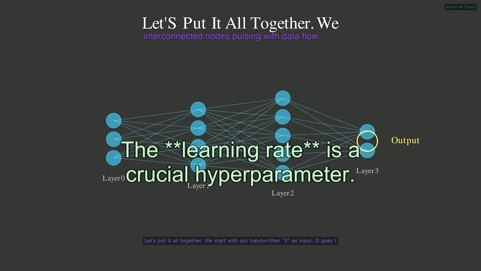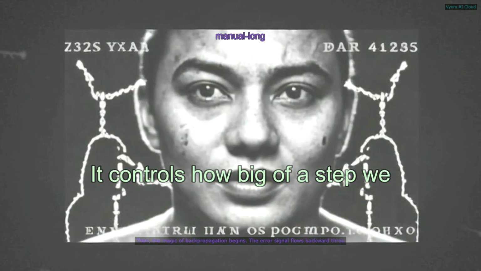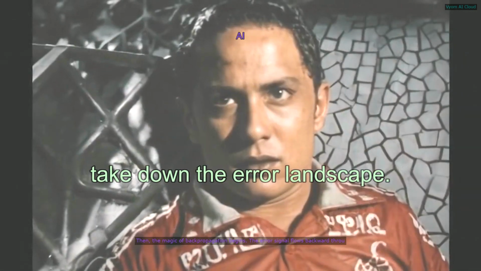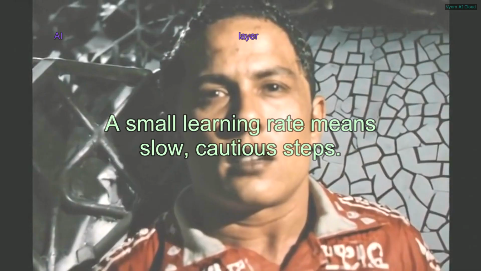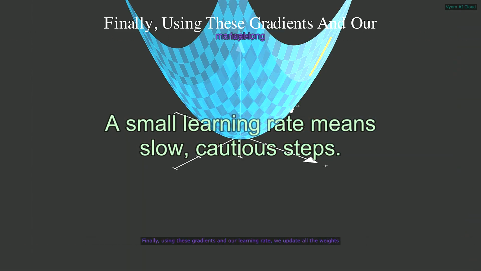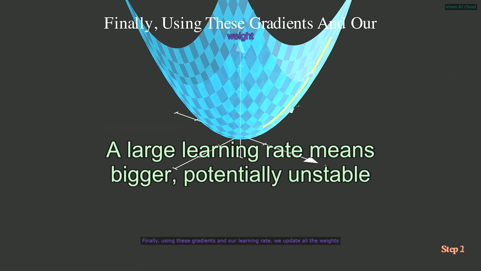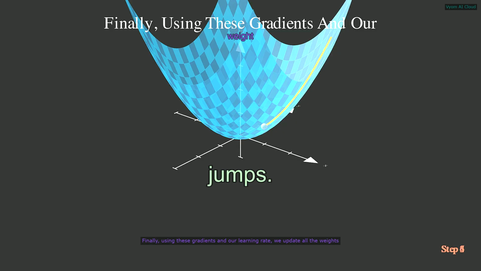The learning rate is a crucial hyperparameter. It controls how big of a step we take down the error landscape. A small learning rate means slow, cautious steps. A large learning rate means bigger, potentially unstable jumps.